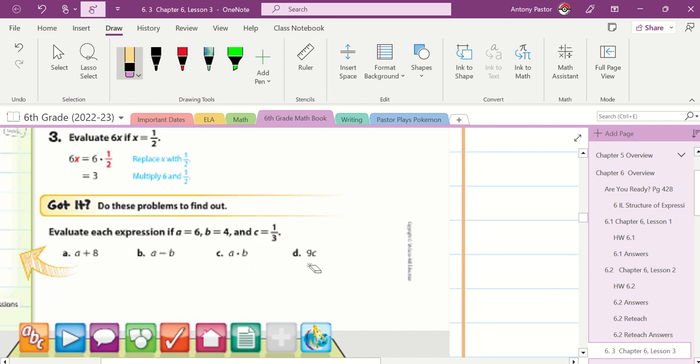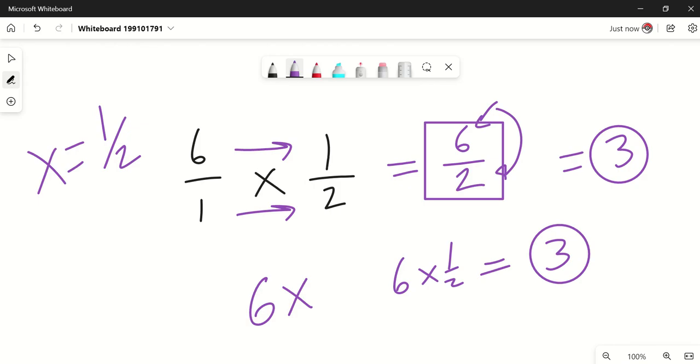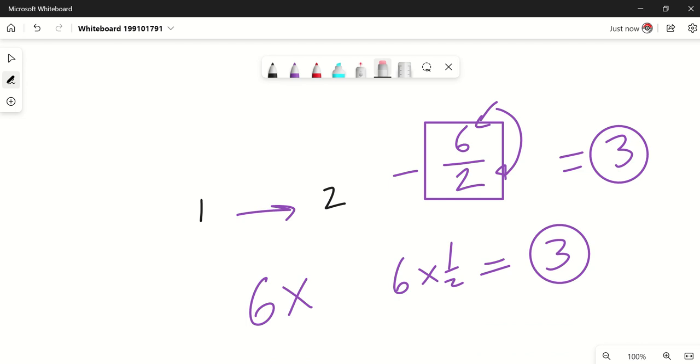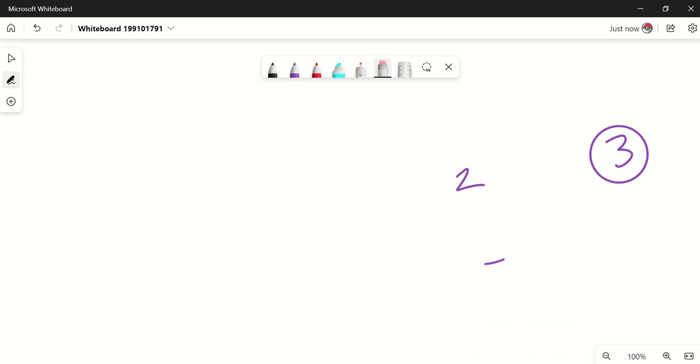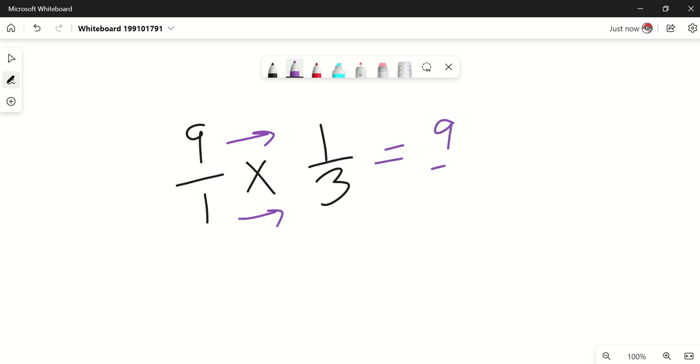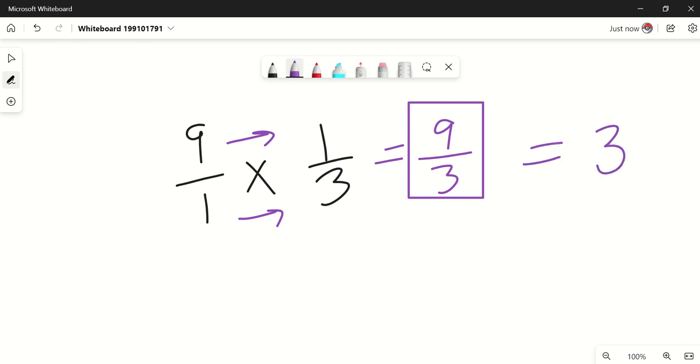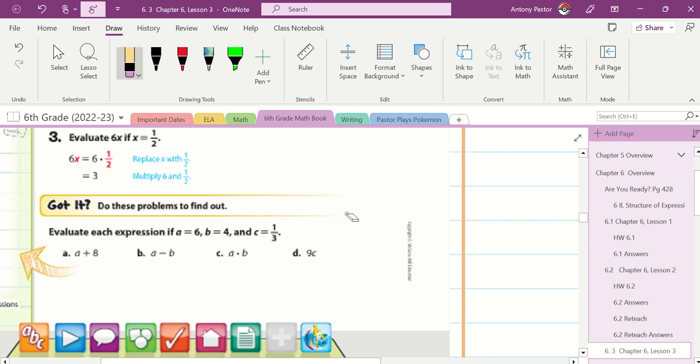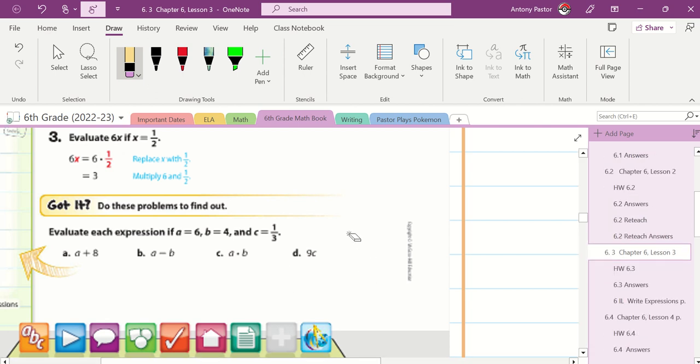And then c, where 9 times c, c equals 1/3. So this will be 9 times 1/3. We'd have to put 9 over 1, and we'd multiply straight across. 9 times 1 is 9. 1 times 3 is 3. Improper fraction. 9 divided by 3 would equal 3. And that's all there is to it. And I know this is probably really easy, but these are baby steps right now.